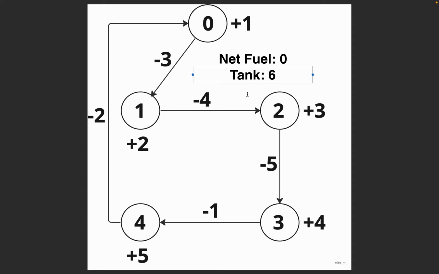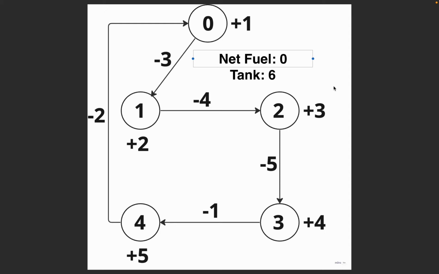Now, there are some complications here, right? I was able to figure out that starting at gas station 3, we never actually failed as we were going back all the way to gas station 0. So gas station 3 is a potential answer for our problem. But since I didn't actually complete the round trip, how do I know that gas station 3 is actually our answer? Well, this is where our net fuel variable comes in.